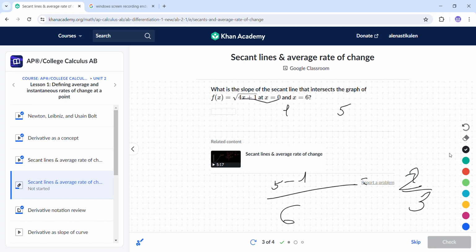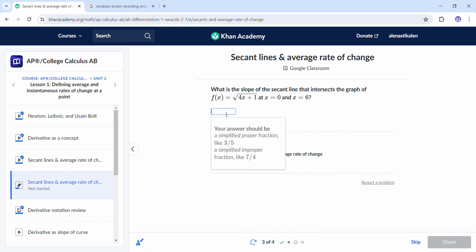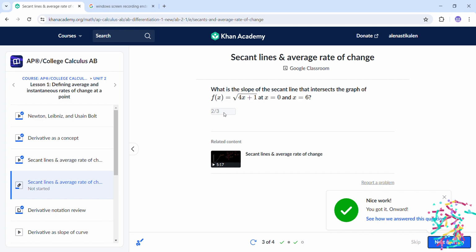Let's check again. 2 there. That's 2. 2. That's 3. Okay, that's correct. Now this should be correct, even the sign. So positive 2 over 3 should be the answer. It's 2 over 3. And we're right.